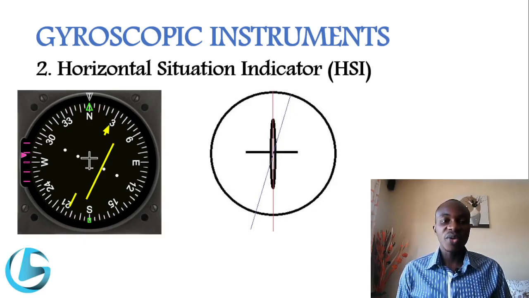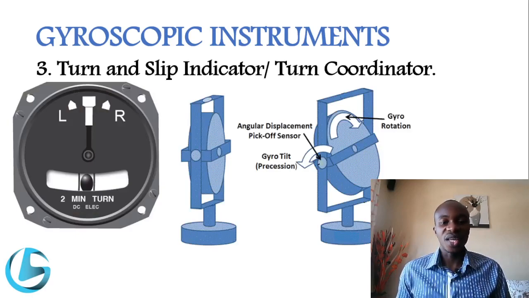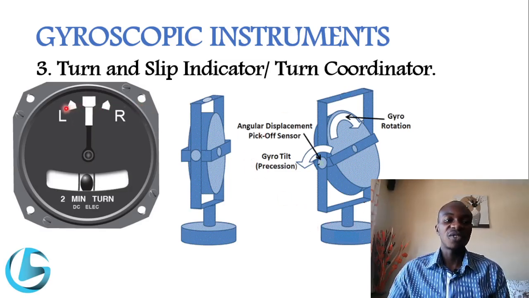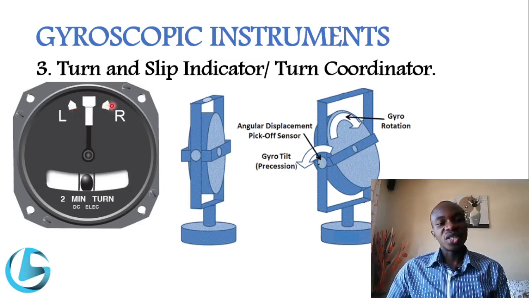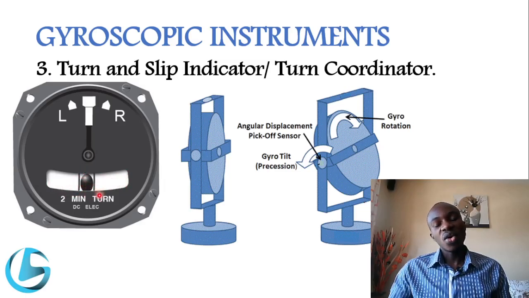Our final instrument that we are going to look at is the turn and slip indicator. Turn and slip indicator is used to show if the aircraft is turning to the left or to the right, using this pointer here. If it goes to the left, it shows the aircraft is turning to the left. If it turns to the right, it will point here, showing the aircraft is turning to the right. Turn and slip indicator also has an inclinometer here that shows if the aircraft is making a coordinated turn, or if the aircraft is slipping or skidding.